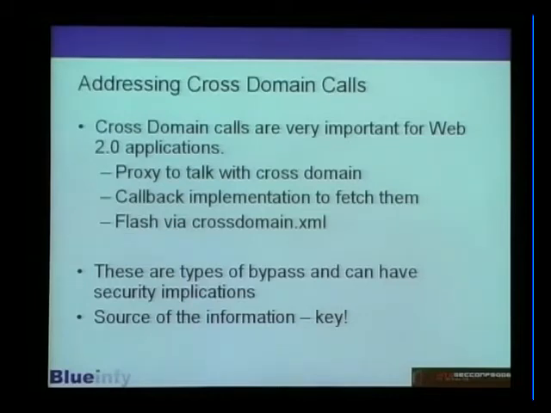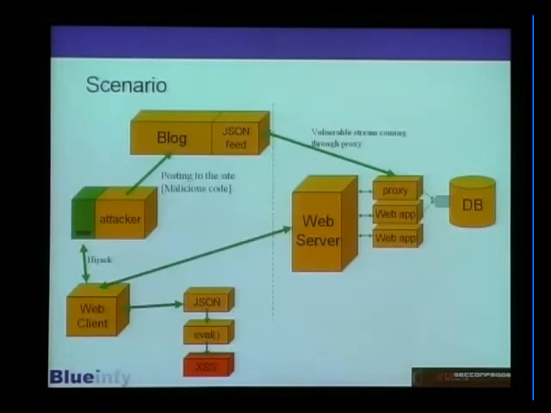Then there is something called callback implementation, which is if your APIs support that, then you can wrap your callback function and make sure that when the stream comes back, you process it in that particular function. And then if you are using a Flash application, you have a cross-domain XML where you can code it up and say that if my application is trying to call these three domains, just count them as trusted and let the traffic go. So this is how your cross-domain calls are going to get bypassed.